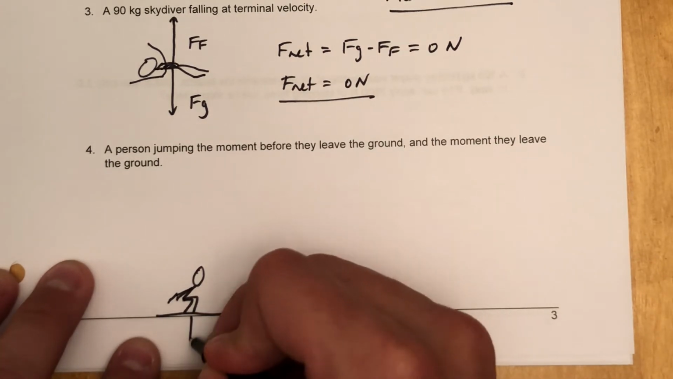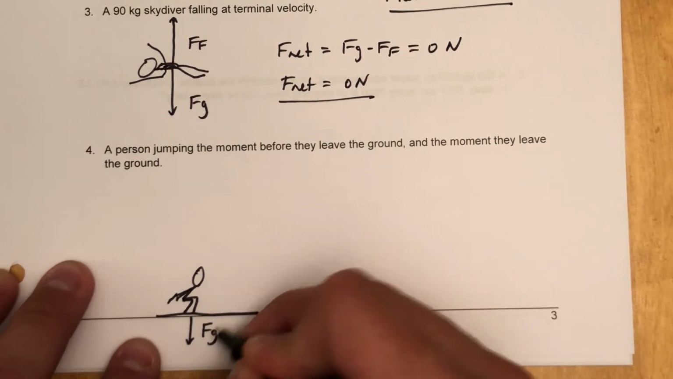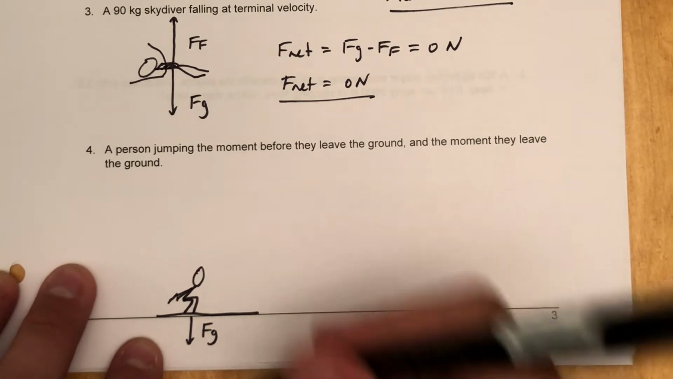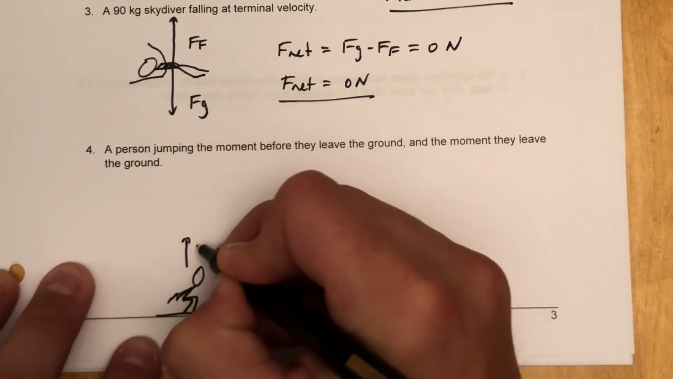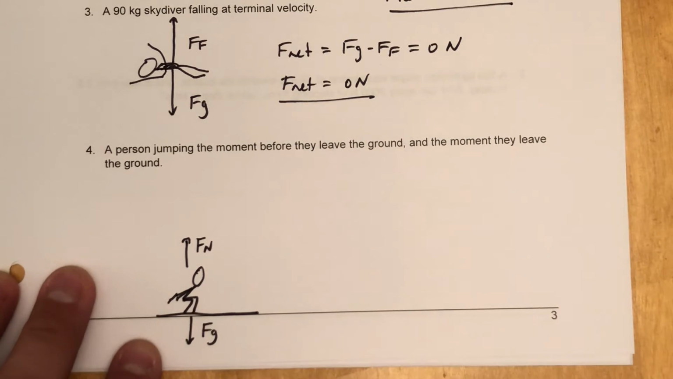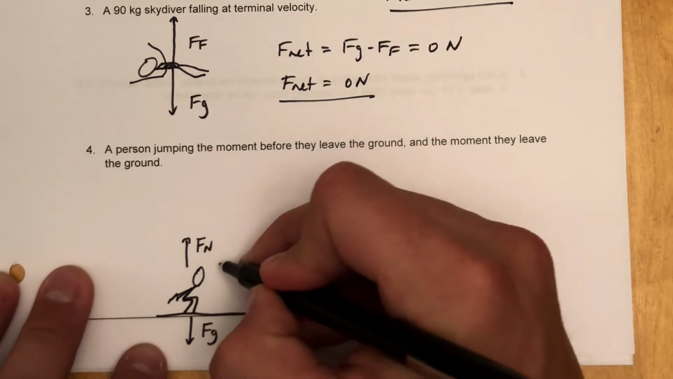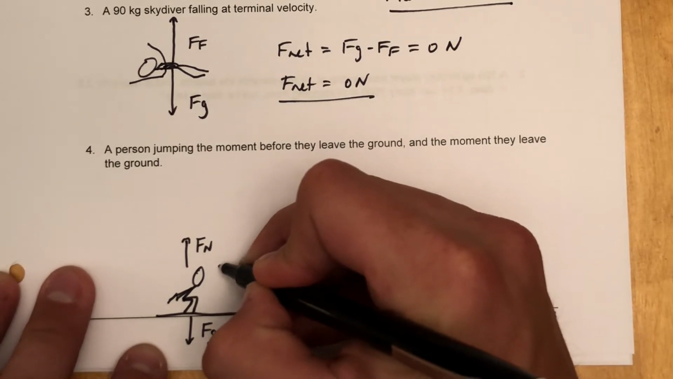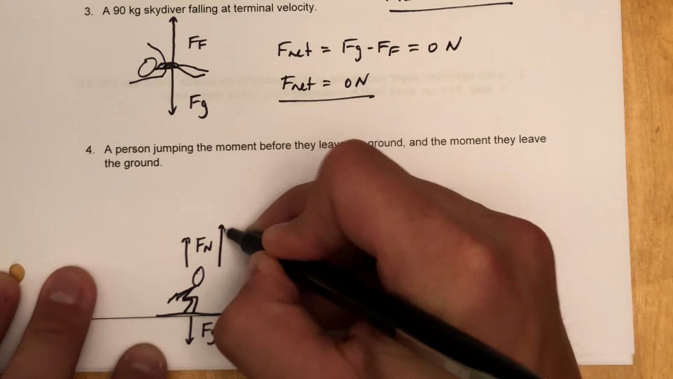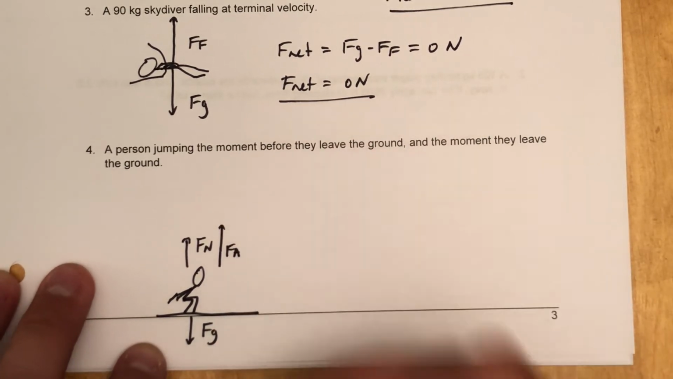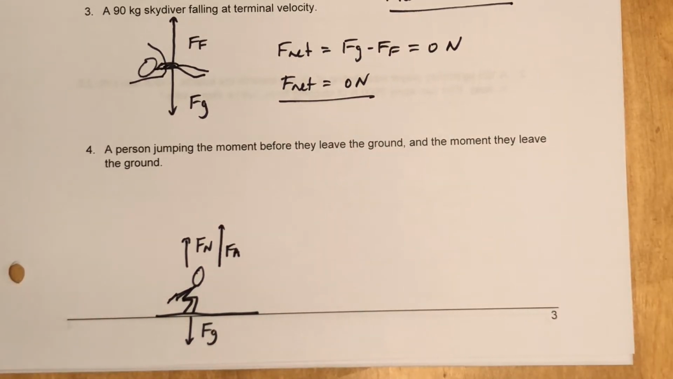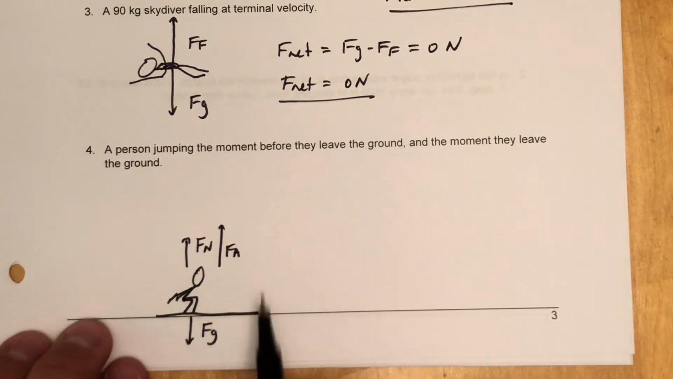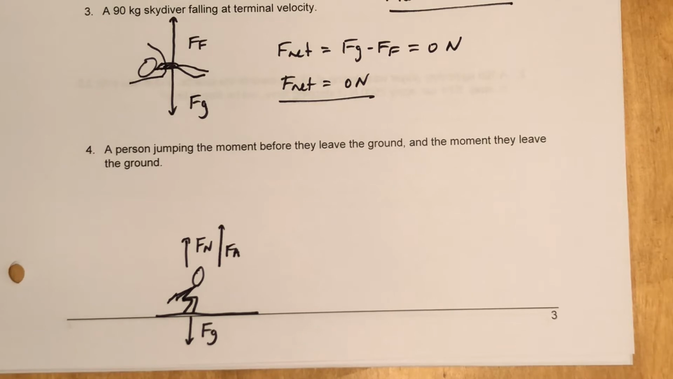So we have our force of gravity, whatever the mass of this individual is, times gravity. We're going to have our force normal, which is going to be in the opposite direction over here. And we also have our force applied. So we have our force applied over here. So these are different forces as they go.